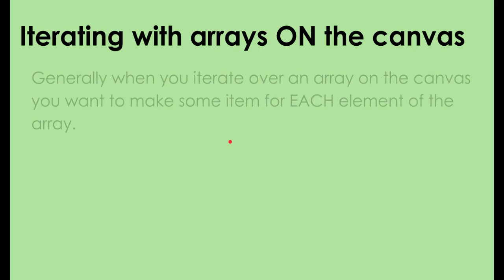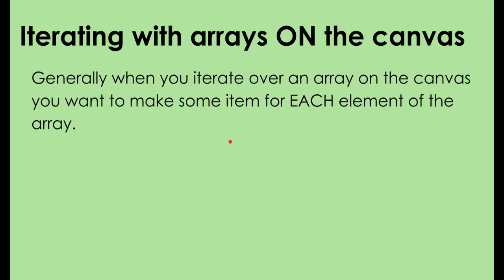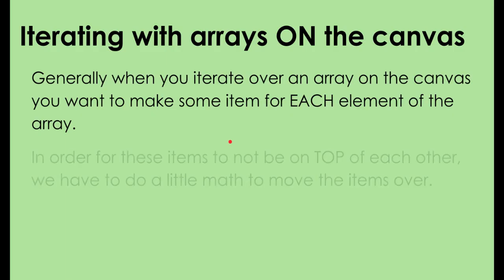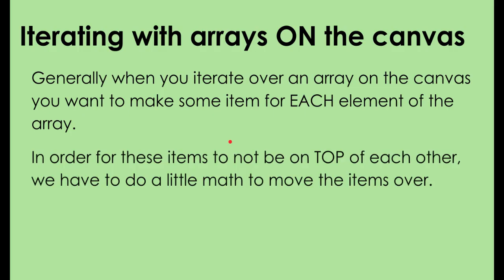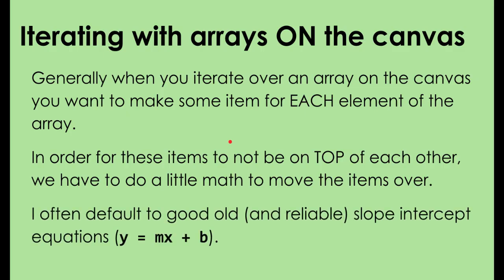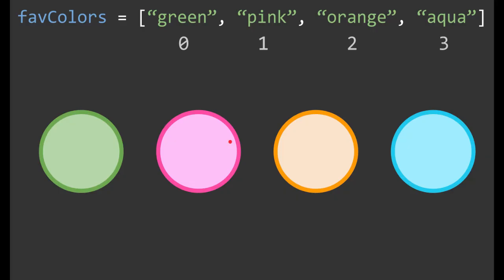When iterating with arrays on the canvas, you generally iterate over an array and want to make something happen for each element of that array. In order for these items to not be on top of each other, we have to do a little math to move them over. Remember that, because we're going to try something and you're going to see them be on top of each other. I often default to good old and reliable slope-intercept equations, y equals mx plus b. You can use something different if you'd like, but this is just easiest for me. So this is what we are going to do today.